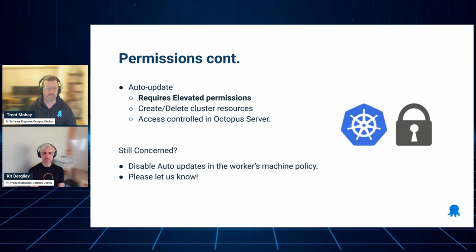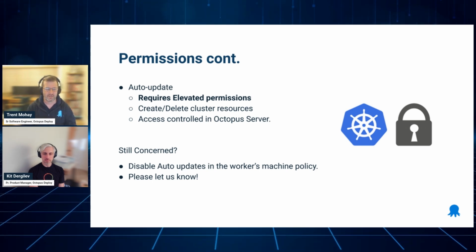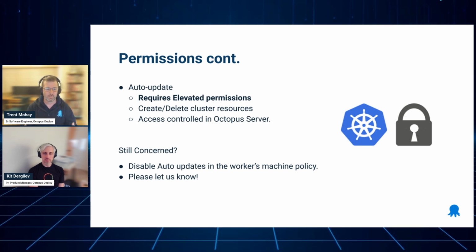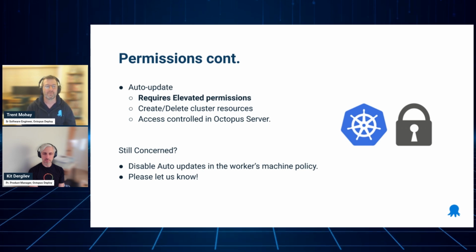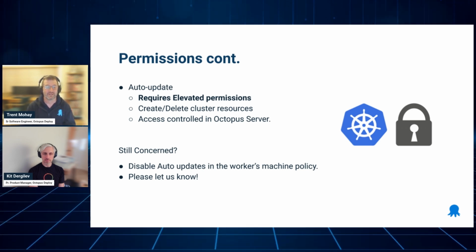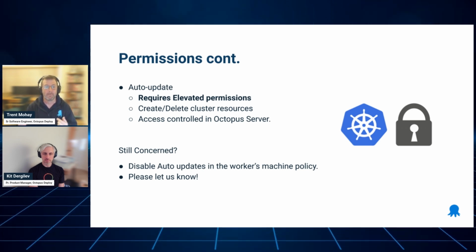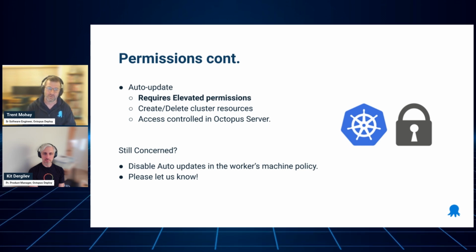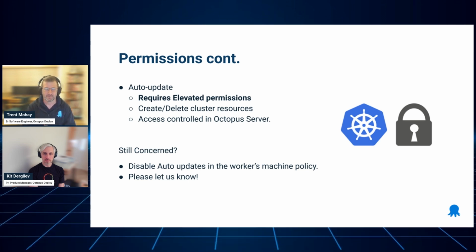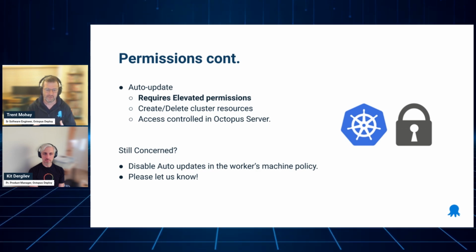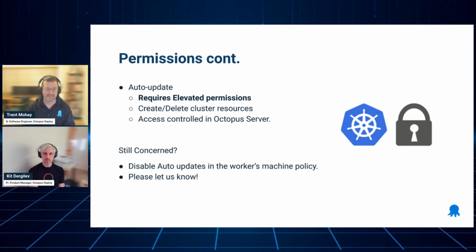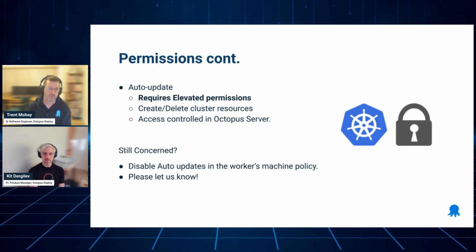This is an automated update. This is a background service. And so when we run it, we need to affect the cluster. We need elevated privileges. But that account that we're doing that work with is not publicly accessible. It's only visible from within the Octopus server. So it is limited in time, but not in scope.